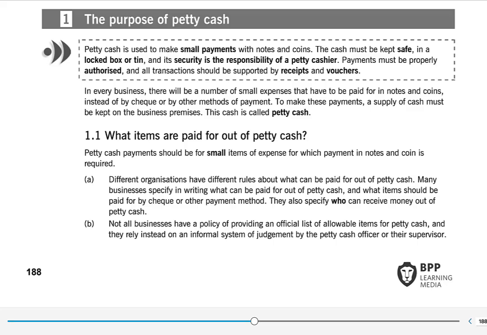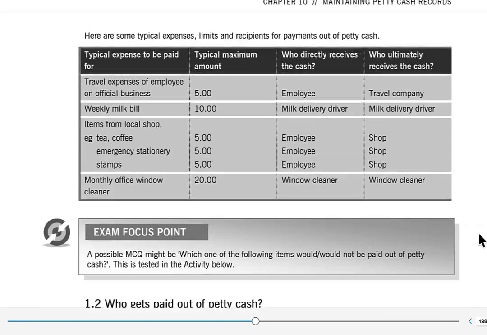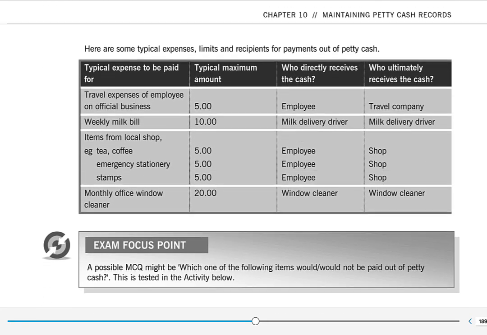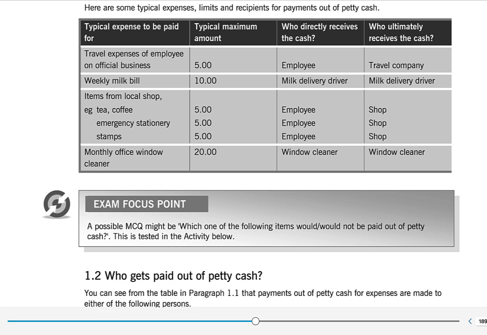This list helps in 3 ways. 1. It tells staff what they can request. 2. It helps the petty cashier make decisions easily. 3. It reduces mistakes and reduces fraud. Part 3. Example of typical petty cash items. Now let us look at the common items that are usually allowed. These are the small expenses you often see in offices.